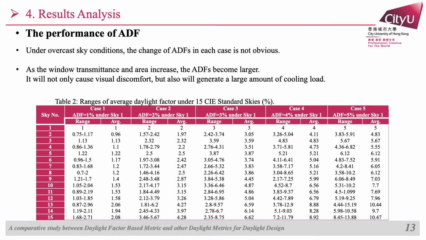This table shows the ranges of average daylight factor under 15 CIE standard skies. Under overcast sky conditions, the change of ADFs in each case is not obvious. As the window transmittance and the area increase, the ADFs become larger. It will not only cause visual discomfort, but also will generate a large amount of cooling load.